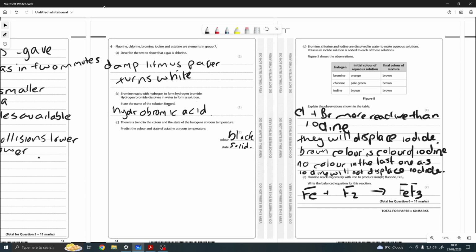Now this is the trickiest balancing, I think, you're likely to be asked, because what we've got to do here essentially is make them both 6 to make life easier. So to get 6 on this side, I will have 2 of those, and to have 6 on this side, I would need 3 of those. Now I have 6 fluorines on either side. But I've now got 2 FeF3s, which means I've got 2 irons as well, which means I very simply need a 2 in front of that.